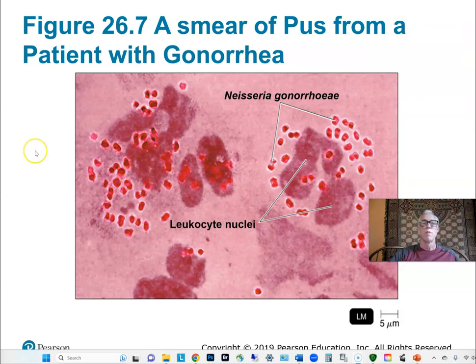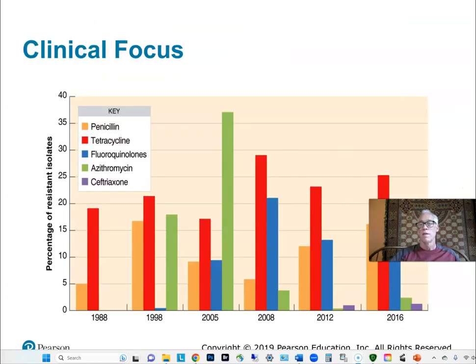Here's a little micrograph of stained Neisseria gonorrhoeae. You can see neutrophils. Those are leukocytes there, and they've gobbled up a whole bunch of Neisseria bacteria that you can see in their cytosol. You can see the diplococci, and they're gram-negative.